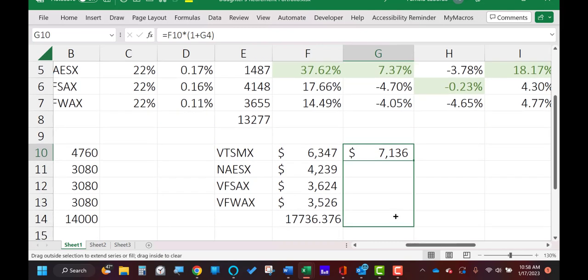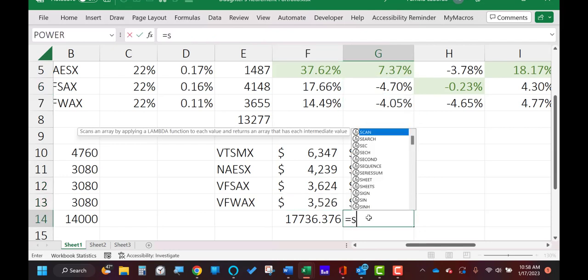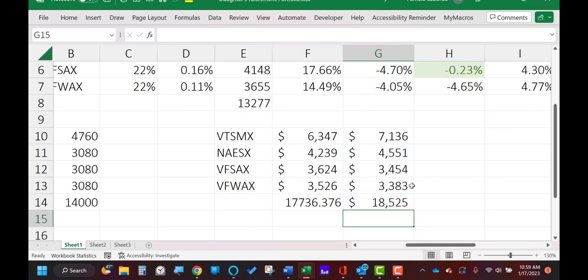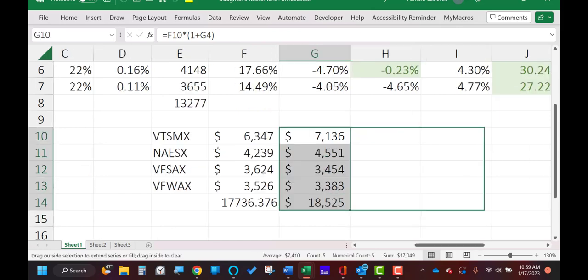I should be able to just drag this down, and we can see that the 2 foreign funds, their balance at the end of 2014 was less than it was at the beginning of 2014 because they generated losses. And then I'm once again going to sum those 4 values. And I can see that even though the 2 foreign companies or funds lost money, the total balance rose because the 2 U.S. funds did pretty well. Now I should just be able to highlight these and copy them across to the end of 2022.